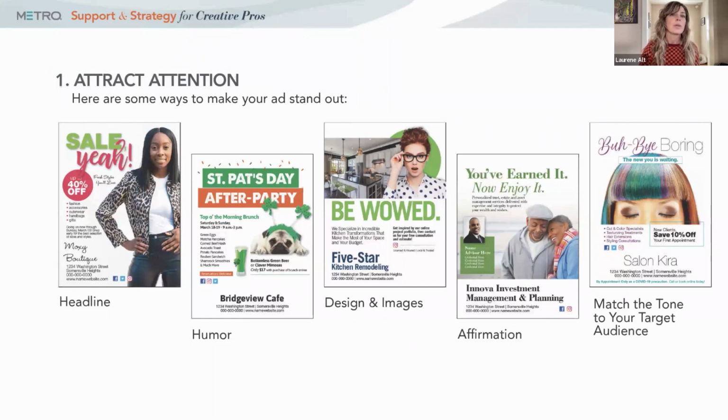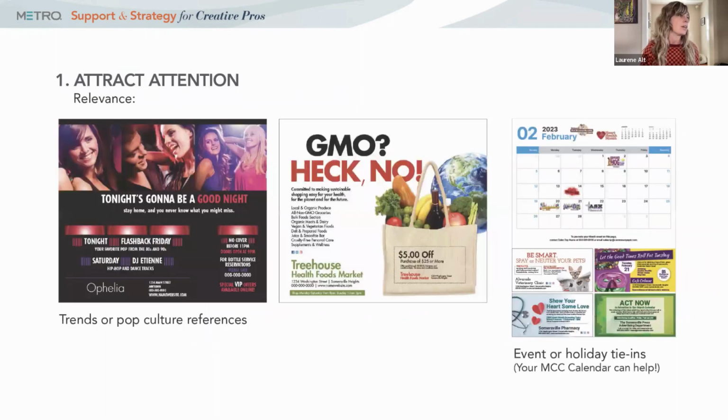Affirmation, something you can also use. And in this one, phrases like you've earned it, you deserve it, you know a good deal when you see it, you're a smart shopper. It's saying we, the advertiser, recognize and respect that. Also, matching the tone to your target audience is important. And here you can see the text and the image and the font all working together to attract a younger, trendy clientele.